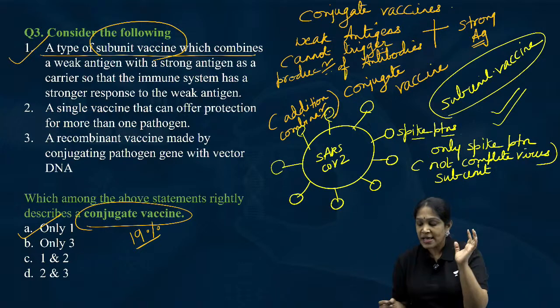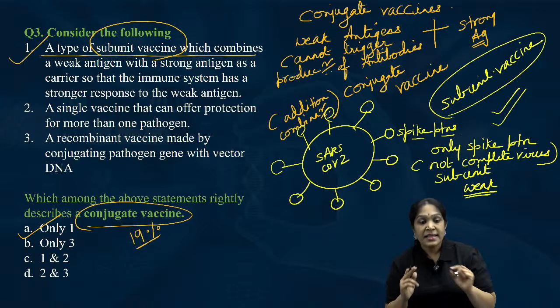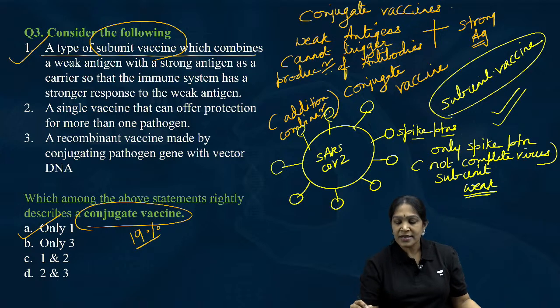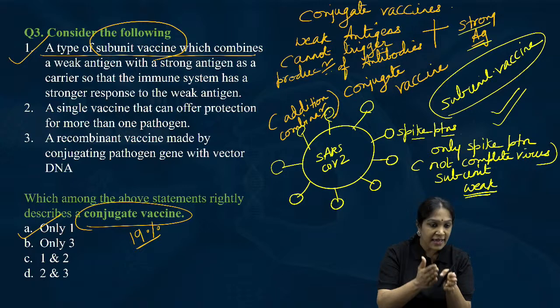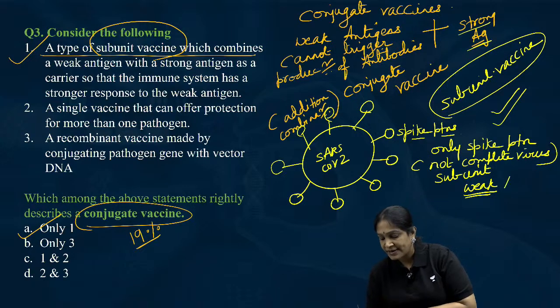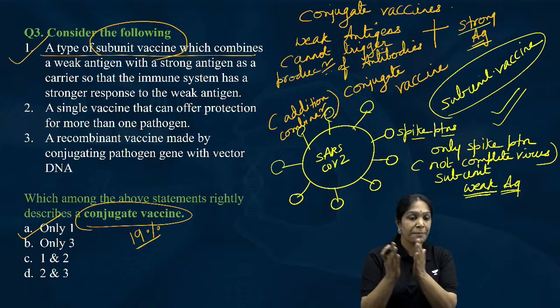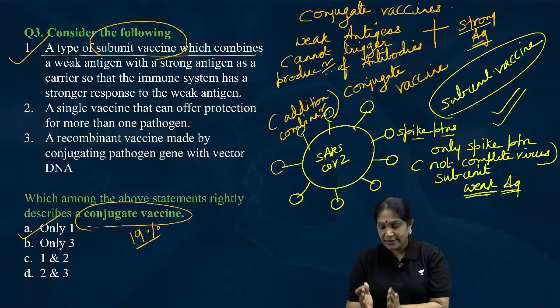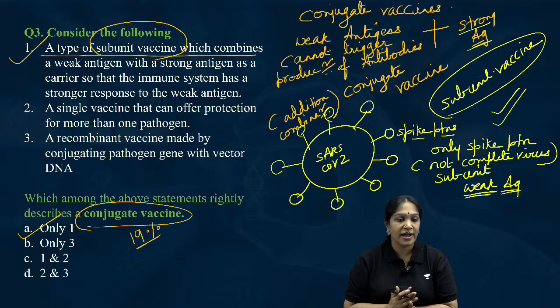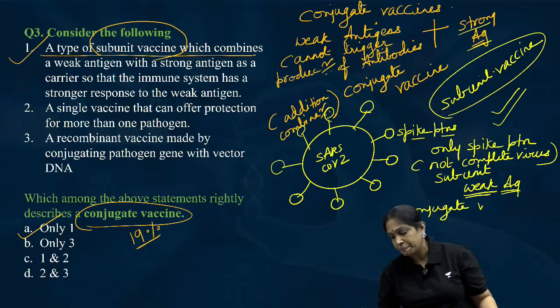But if that subunit is weak, then we have to add it with what? A strong antigen. Is it clear? If that subunit is a weak antigen, then we have to add it with a strong antigen. As we compared, if you want to go somewhere, your parents ask you to take your elder brother along with you. Like that, it is a weaker person, so we are adding the strong antigen to it. In that situation, the subunit vaccine will be called a conjugate vaccine.